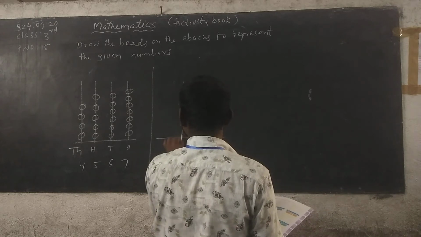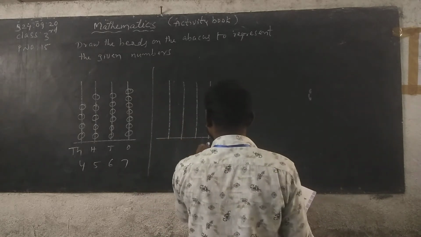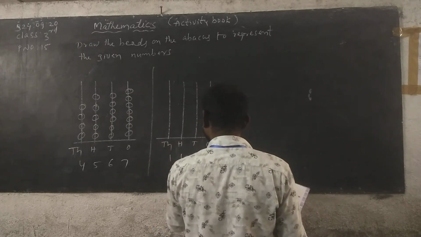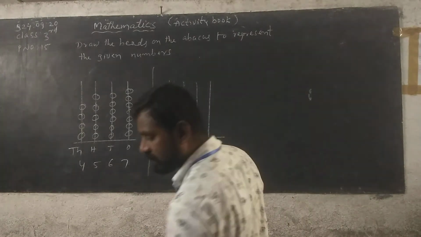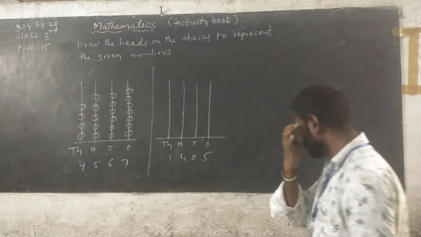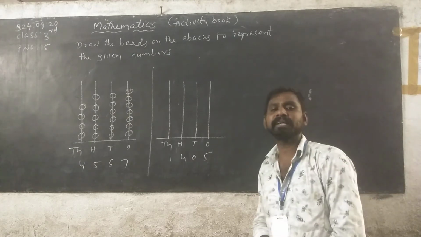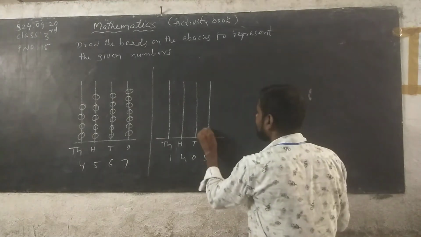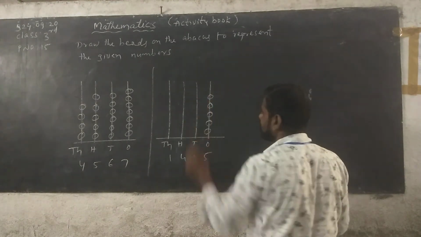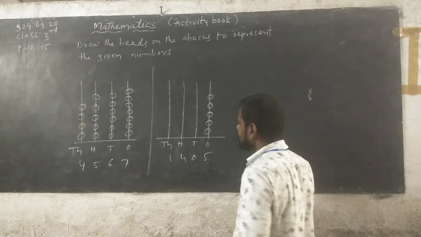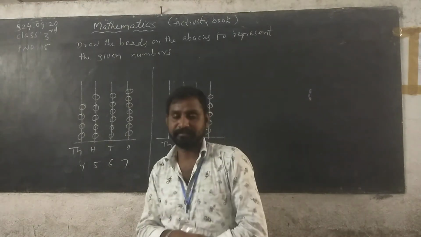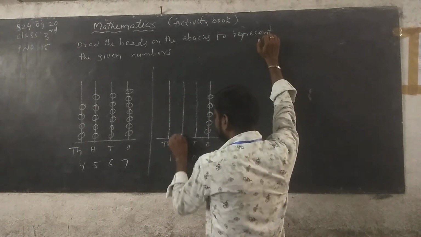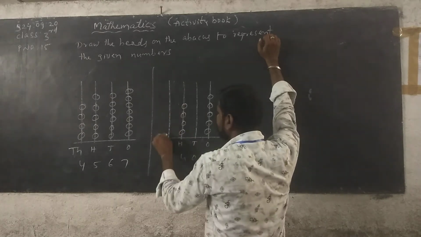Ones, tens, hundreds, thousand. Here 1,405. So you can draw 5 beads in the ones place spike. In the tens place how many beads can you draw? 0. 0 means no beads. Now in the hundreds place, 4 beads. Here in the thousands place, 1.